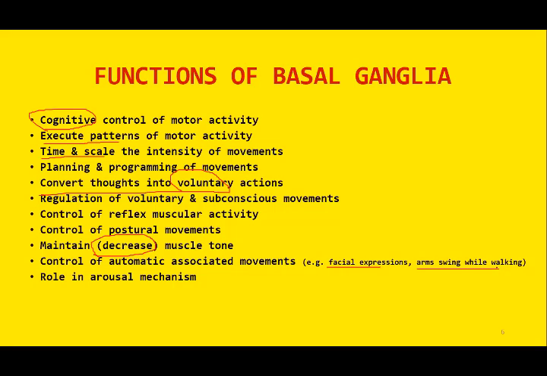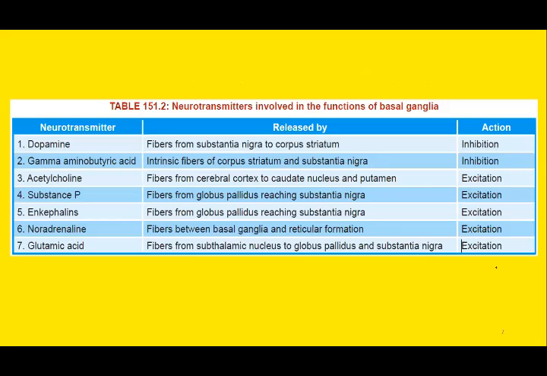Moreover, there is role of basal ganglia in arousal, and multiple neurotransmitters are also released by this basal ganglia. So we will discuss what are the different types of neurotransmitters released by the basal ganglia. Some of these neurotransmitters are excitatory in nature, others are inhibitory in nature. The important neurotransmitters include dopamine. Dopamine is a very important neurotransmitter released from this basal ganglia.